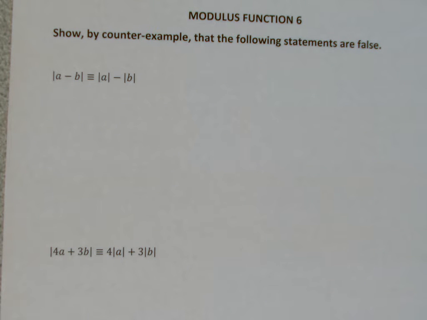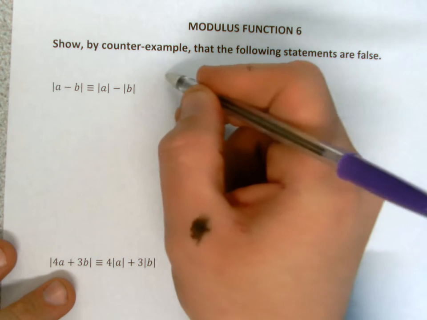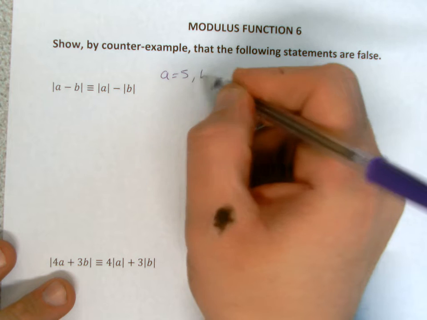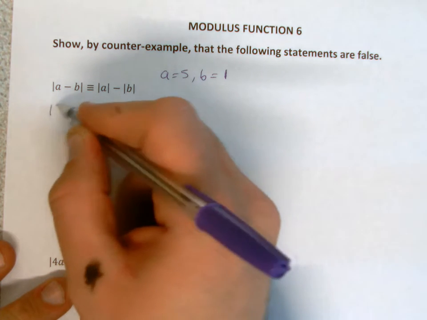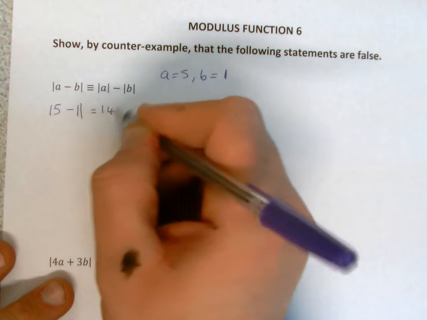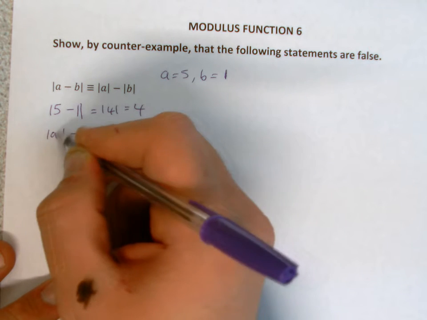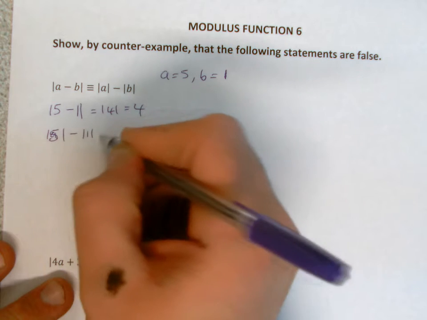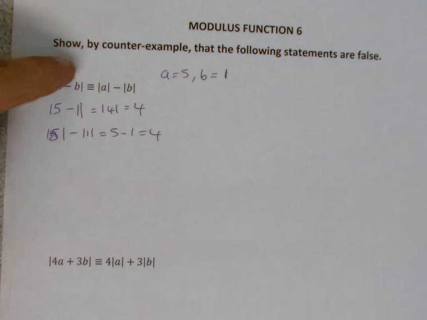Okay, there are situations where it will work. For instance, if you set a to equal 5, b to equal 1, well, the mod of a minus b will be 5 minus 1, which equals the mod of 4, which equals 4. And then you've got the mod of 5, take away the mod of 1, which would be 5, take away 1, which is 4. It works, yeah? The left side is the same as the right side, okay?